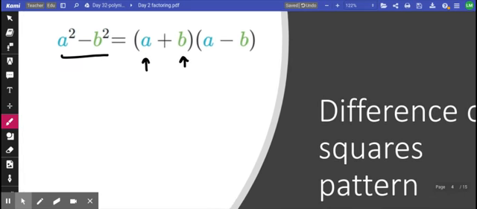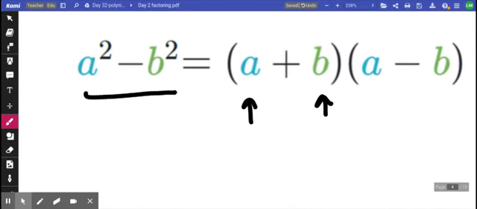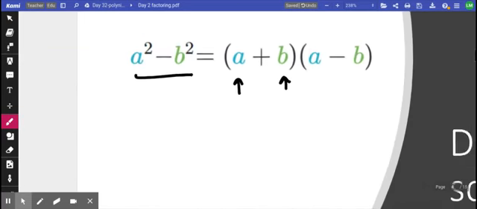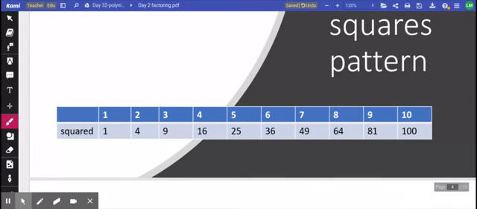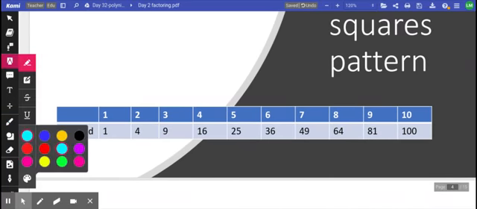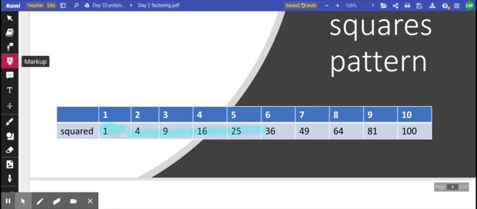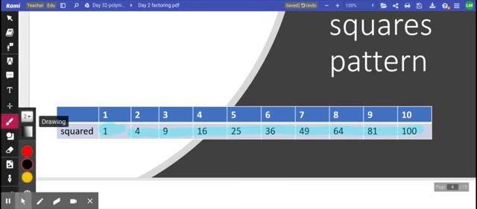Now, here's the thing. a squared and b squared have to be perfect squares because we have to be able to take the square root. So keep in mind, here's a table down here of perfect squares that we know, okay? In this table, we have 1, 4, 9, 16, 25, 36, 49, 64, 81, 100. Those are perfect squares. Those are numbers that we can take a square root of, okay? All right, let's take a look at what this looks like here.